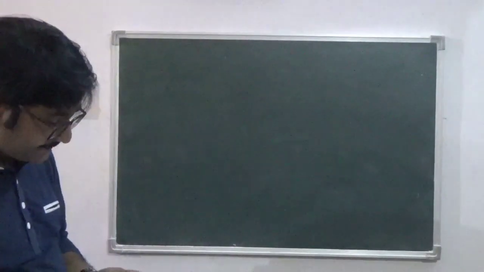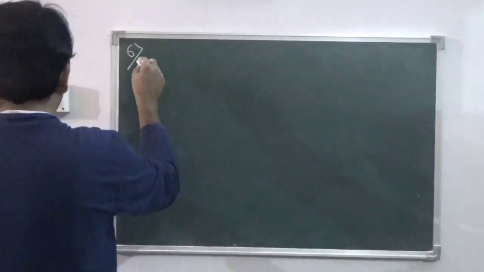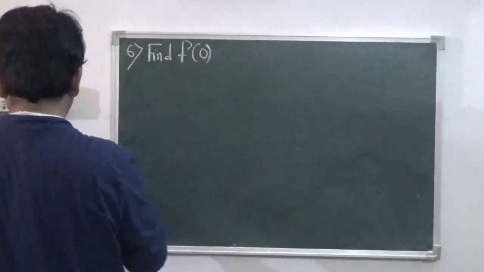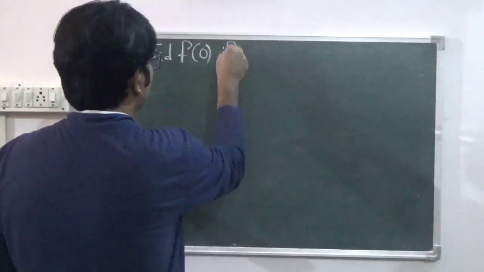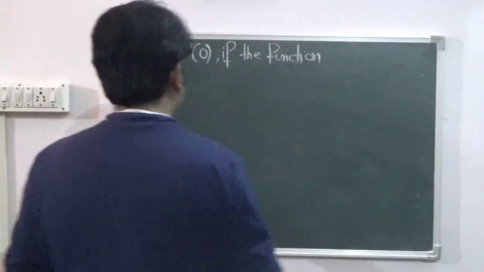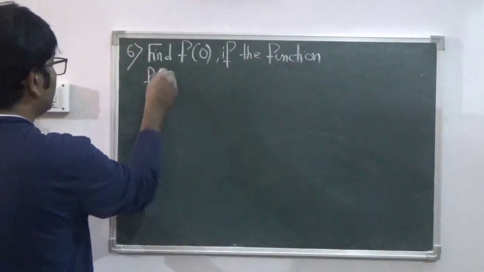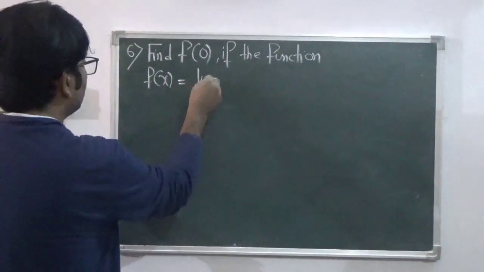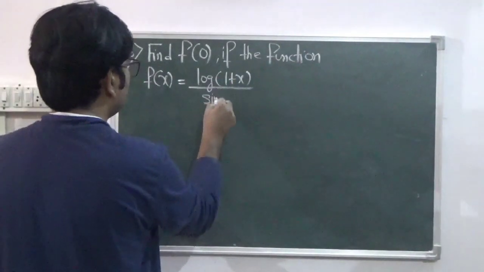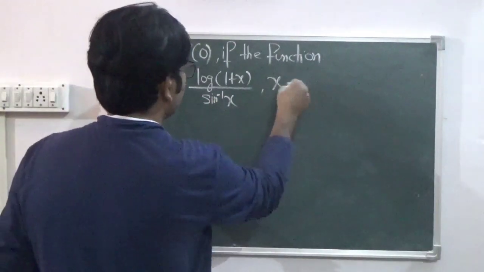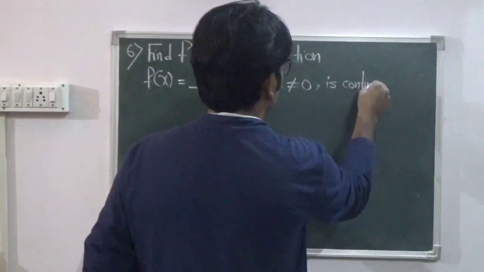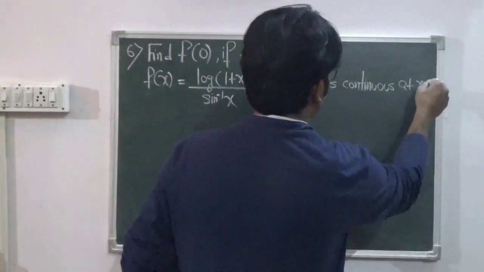Question number 6. Find f of 0 if the function f of x is equal to log of 1 plus x by sine inverse x, for x not equals to 0, is continuous at x equals to 0.